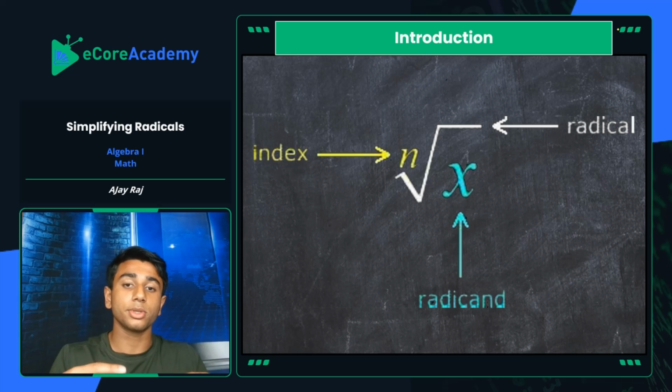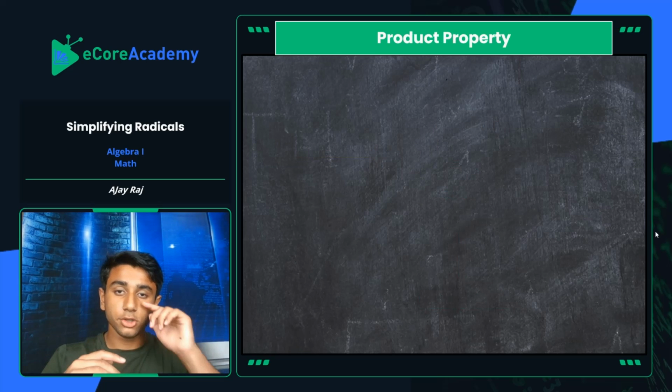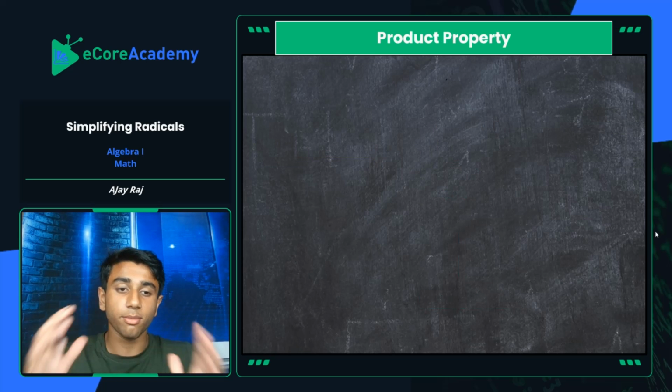The radical represents a square root if it doesn't have an index. Your index is the root to which you want to take it. So if there's no index value there, it's automatically a square root. However, if there is an index, like a 3 or a 4, then it's going to be a cube root, and so on and so forth.